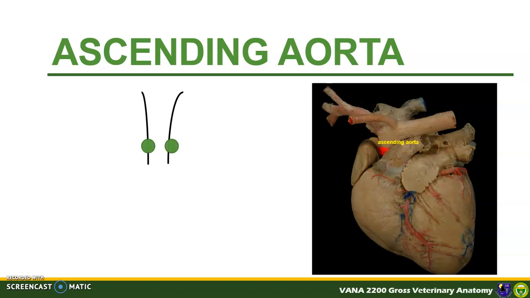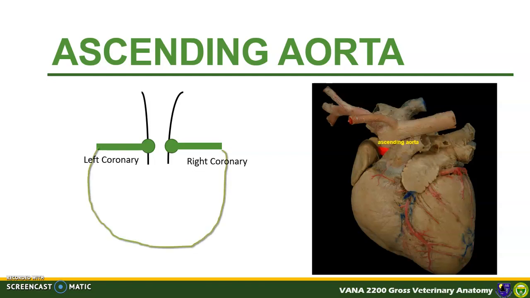Just above the aortic valve are the aortic sinuses. These are pockets between the aortic valve's cusps and the vessel wall. The right and left coronary arteries arise from these sinuses. The coronary arteries encircle the base of the heart like a crown. These are the first branch of the aorta, and these are the blood supply of the heart itself.